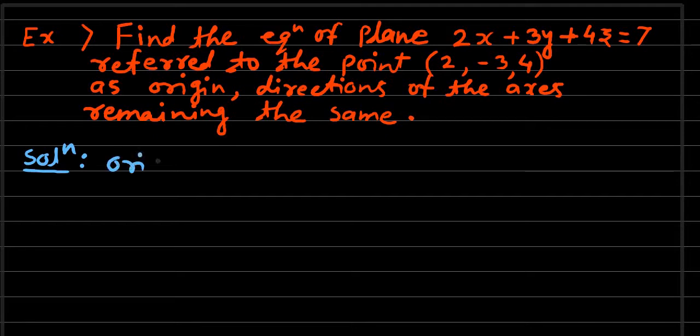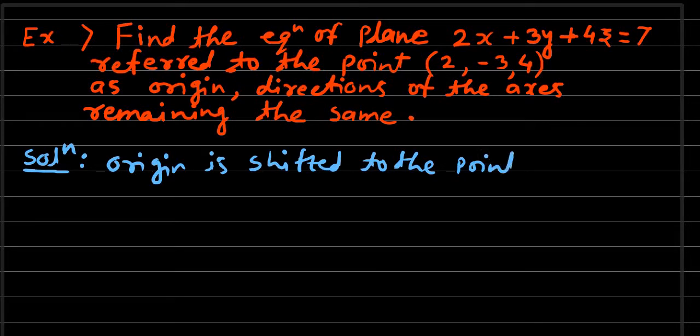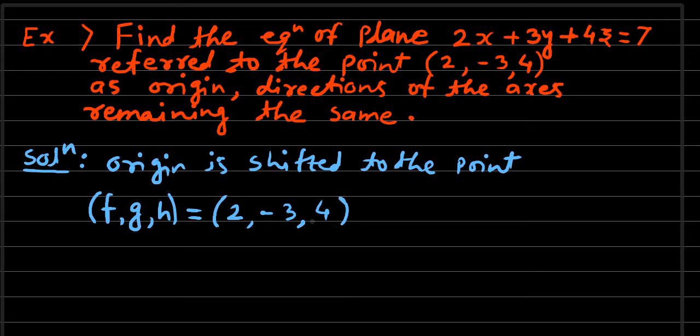Origin is shifted to the point f, g, h, which is here given as 2, minus 3, 4, meaning f is equal to 2, g is equal to minus 3 and h is equal to 4.